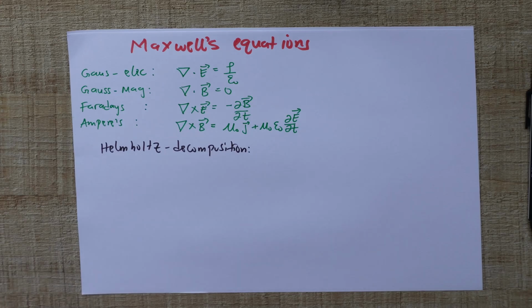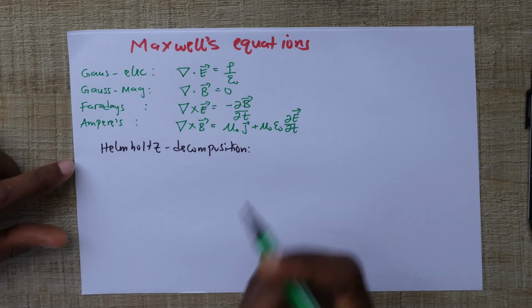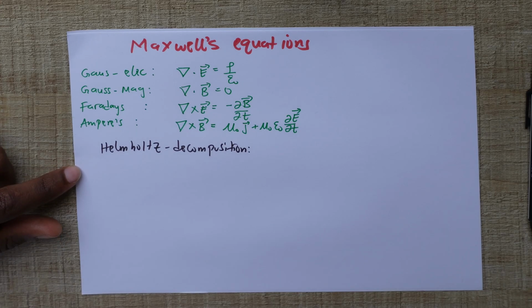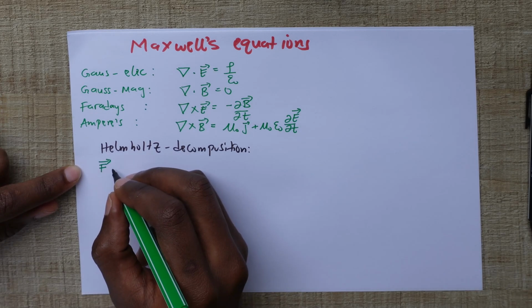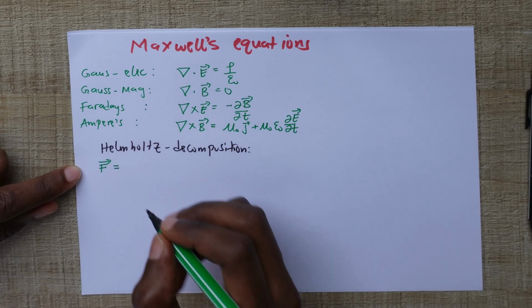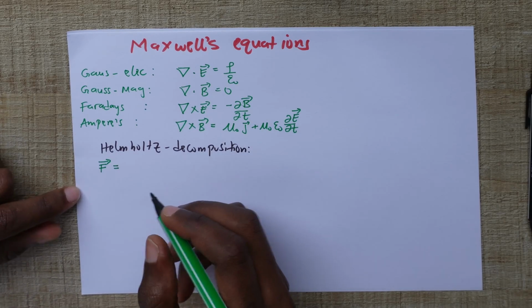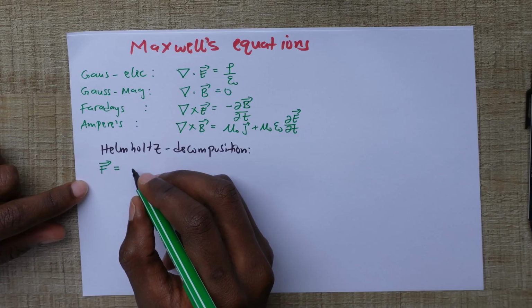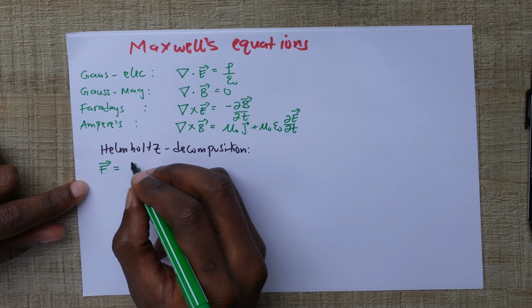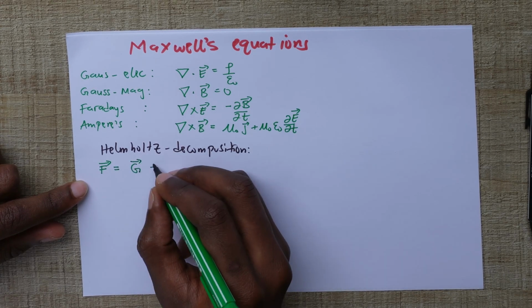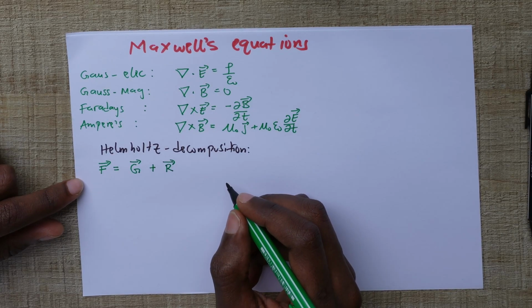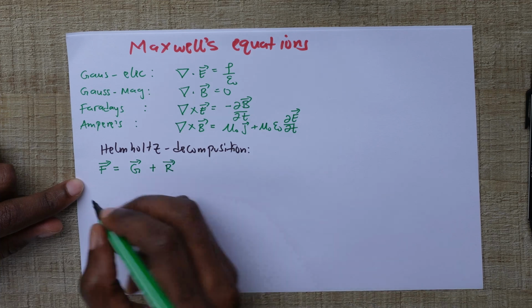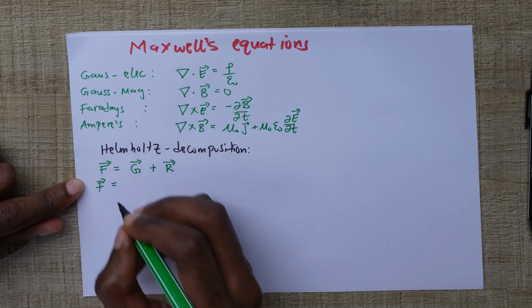What this states is that if you have any vector field, say F, then this vector field you can decompose into two components. A first one, a gradient field, I'm going to call it G, and a second one, a rotation field.